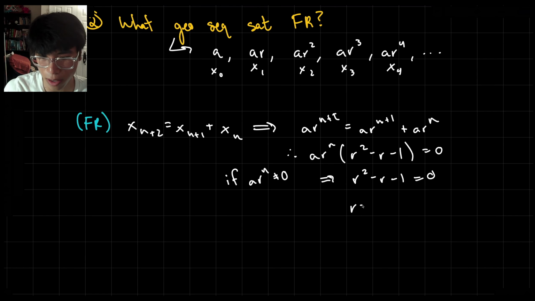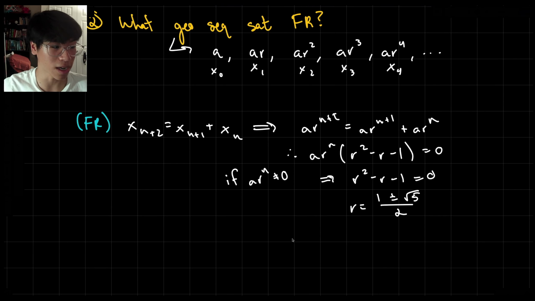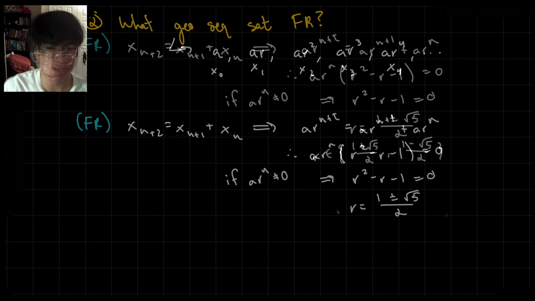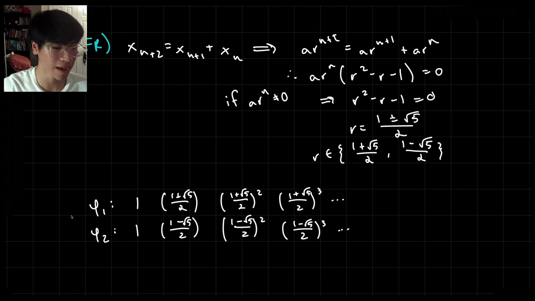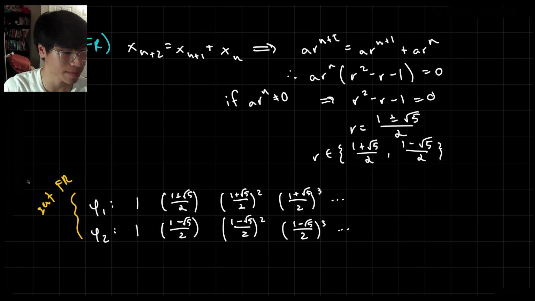Simply, it's that r is equal to 1 plus or minus the square root of 5, divided by 2. And from here, we can see exactly how we got r in the first place. But yeah, so now we have two sequences. I'll call the first one phi1 and the second one phi2. So now we have two sequences, phi1 and phi2, which satisfy the Fibonacci relation.